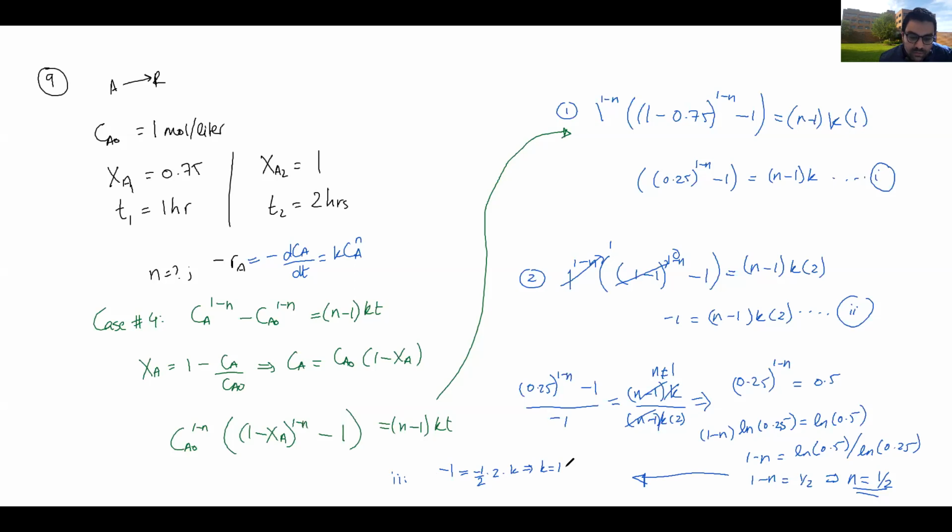And the units of K will be what? Any ideas? Because it's a half-order reaction, it will be mole to the half divided by liter to the half multiplied by hour. Just go to the first lecture and remember how to get the units for these constants. So my rate expression will be 1 mole to the half per liter to the half hour, multiplied by C_A to the 0.5.